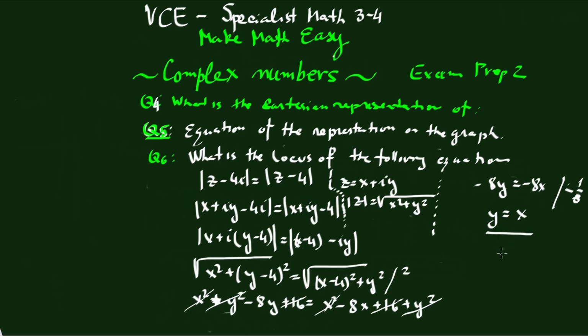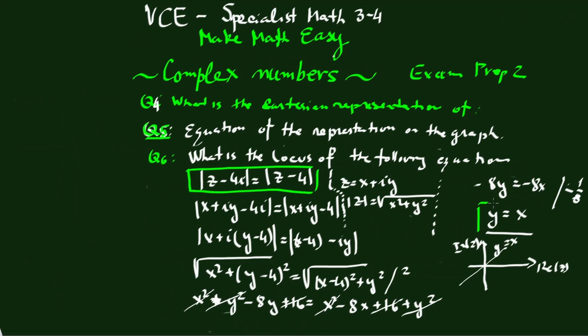So that represents a line. If you want to draw it, that's y equals x, with real of z on one axis and imaginary of z on the other. That's the locus of the following equation. Here is the equation, and here is the locus. So that's our question 6 answered.